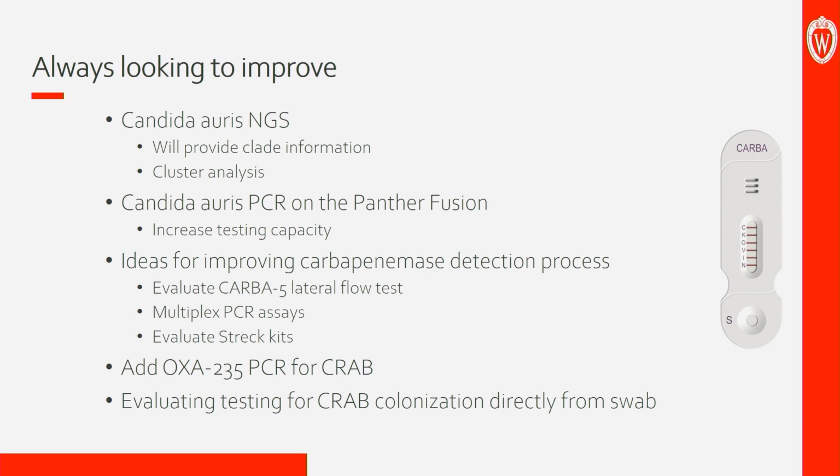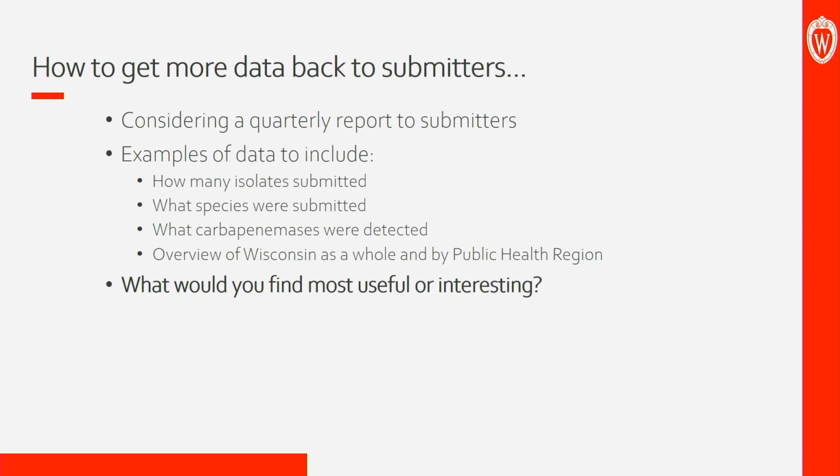And part of what I am working on on the epi side of things is I would like to really get more data back to the submitters, to you guys. We would like to maybe do a quarterly report to submitters. Some of the things we were thinking of including are how many isolates you submitted, what species were submitted, what carbapenemases were detected, and then either by submitter or as an overview of Wisconsin as a whole. And if you could let me know what you would find most useful or interesting, please email me, chat me up at lunch.